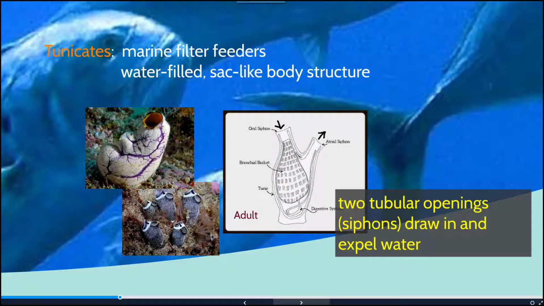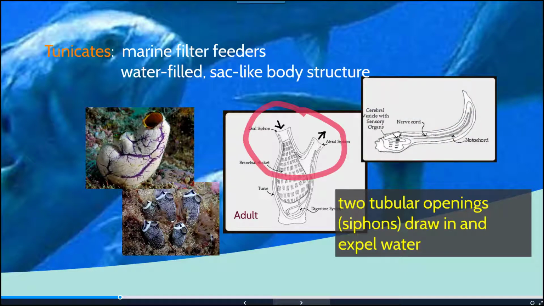The adult, as I mentioned, looks like this with the two siphons present. There's a complete digestive system there, and advanced tissue, despite the fact that it looks quite simple. So the other element that's interesting about this is the larva of this organism looks quite different.